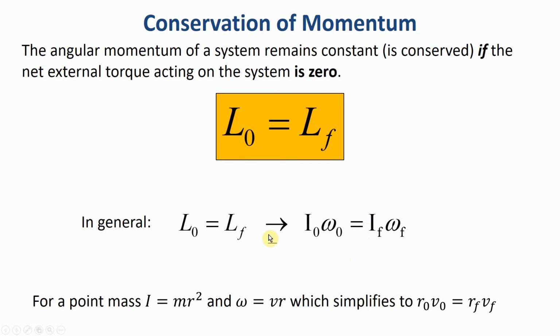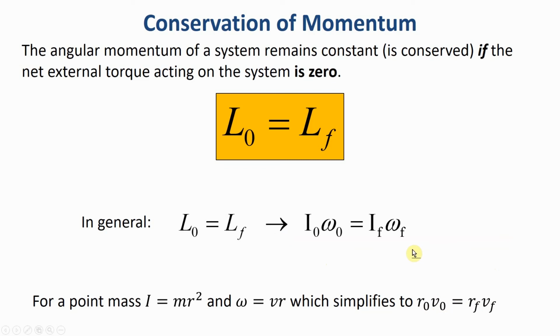One last note before I move on. If I have a point mass where I is mr squared and omega is V over r, this equation becomes rV initial equals rV final. That can be real help sometimes.